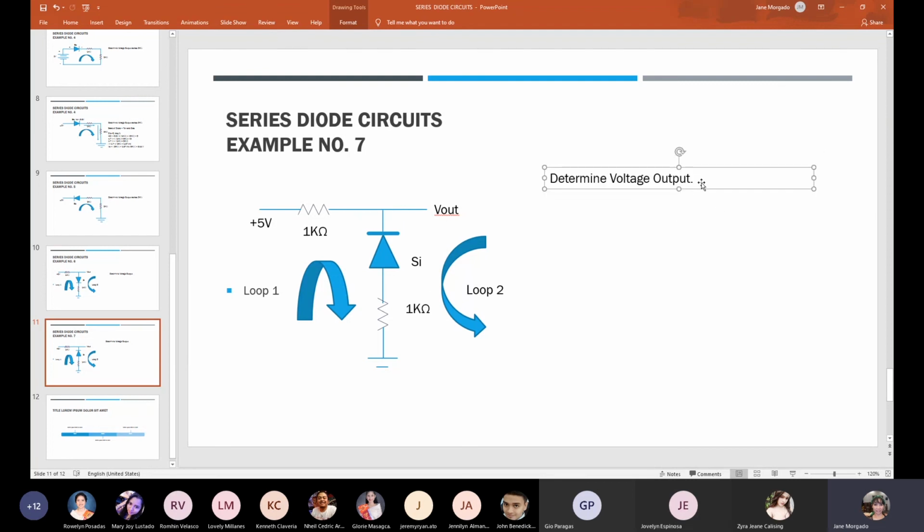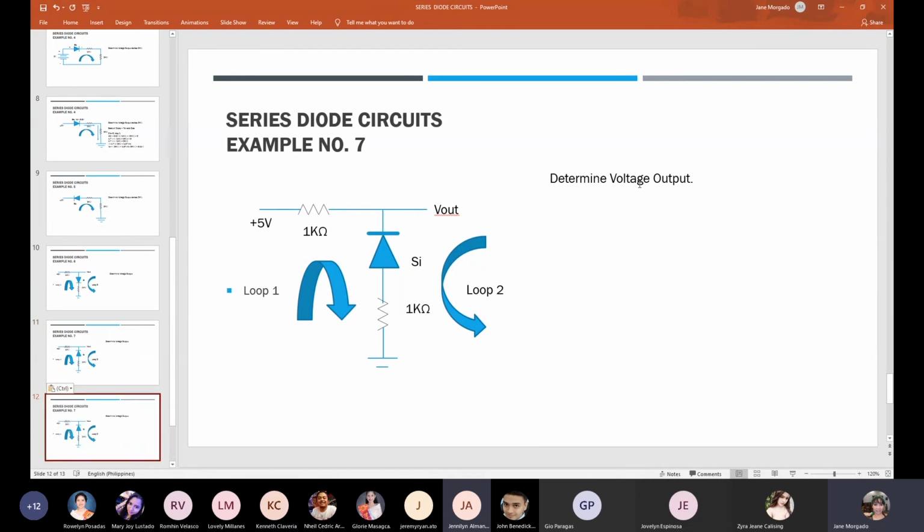Okay. So again, anong uunahin natin pag nag-analyze tayo? Determine the voltage. Okay. Let's determine the state of diode. What is the state of diode here? Forward bias. Reverse. Siyempre, dalawa lang yan, di ba? Forward siya. Forward, positive to positive, negative to negative. Pag reverse bias, positive to negative and negative to positive.